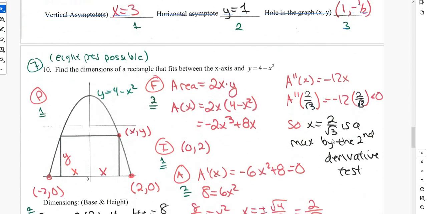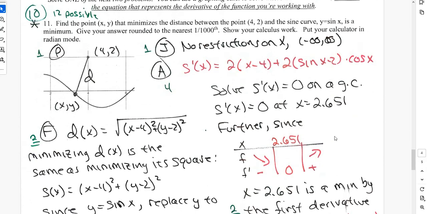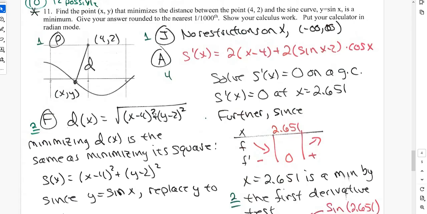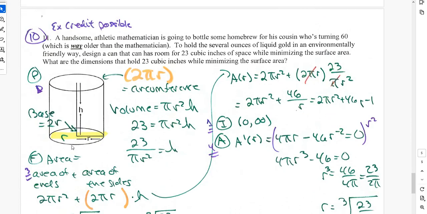We did this one already this morning. Here's another one that we did the other day. The cutesy trick here was in coming up with a function that, instead of minimizing the distance, we squared it. And getting the minimum of d of x and the minimum of s of x are going to be the same. It's just easier to work with s of x. We just finished that one.